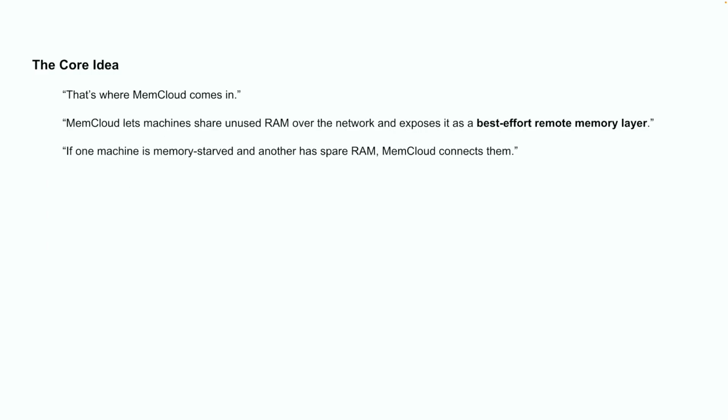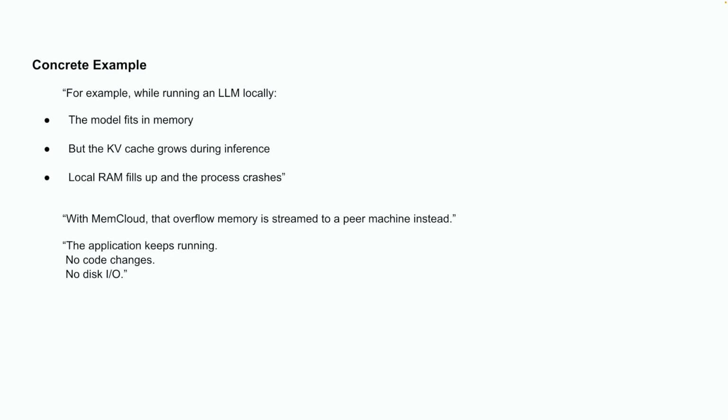So the core idea is that MemCloud lets machines share unused RAM over the network and exposes it as a best-effort remote memory layer. If one machine is memory starved and another has spare RAM, MemCloud connects them. For example, while running an LLM locally, the model fits in memory, but the KV cache grows during inference. The local RAM fills up and the process crashes. With MemCloud, that overflow memory is streamed to a peer machine instead.